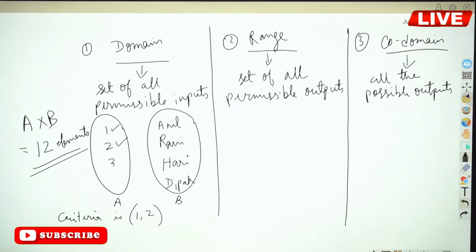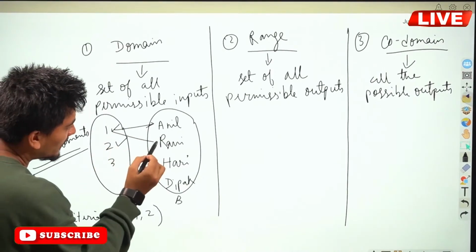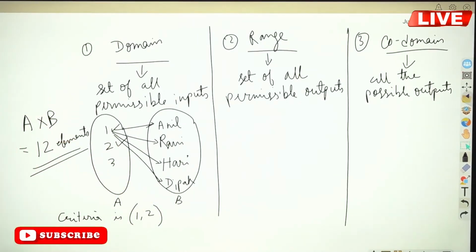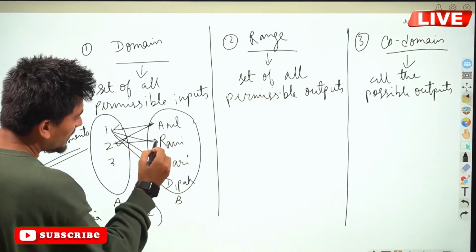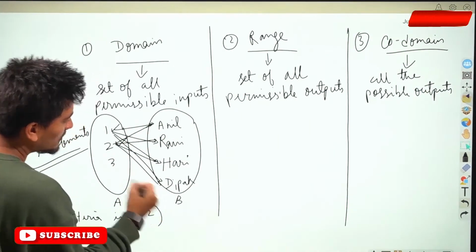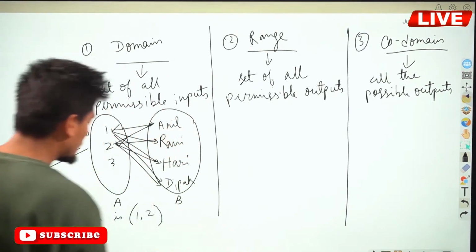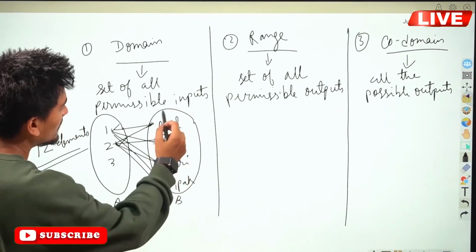Okay. Now, what will be the relation? The relation will be 1 and Anil, 1 and Ravi, 1 and Hari, 1 and Deepak. Right? First relation. Second set of relation will be 2 and Anil, 2 and Ravi, 2 and Hari, and 2 and Deepak. Right? So that means we have built a relation with whom? With only these three members.